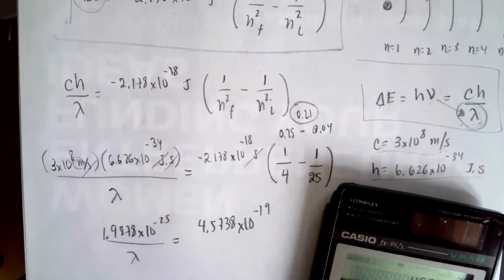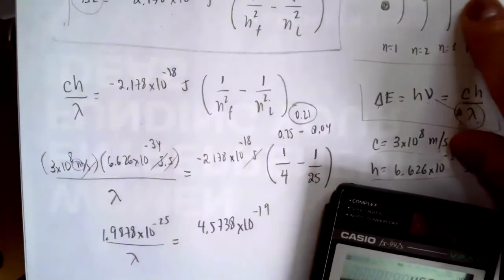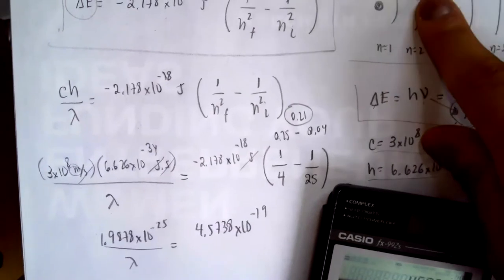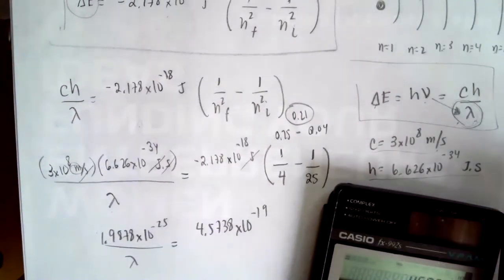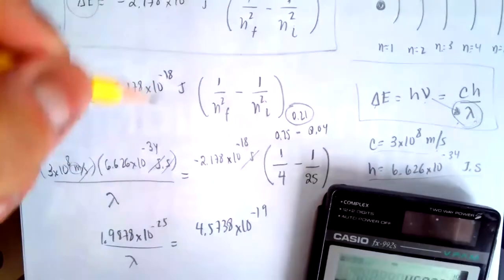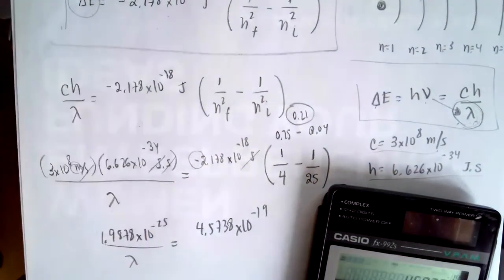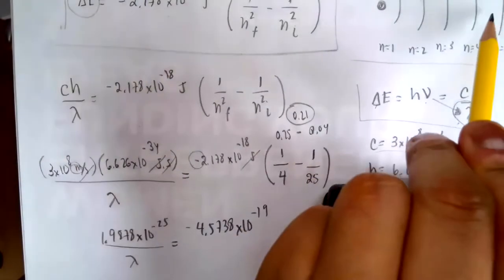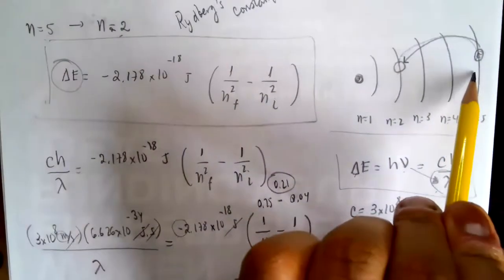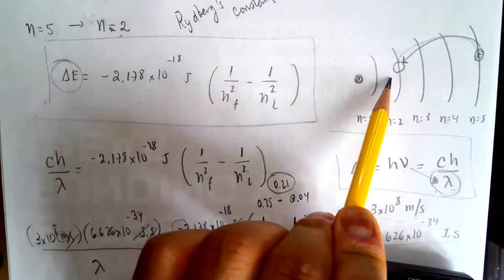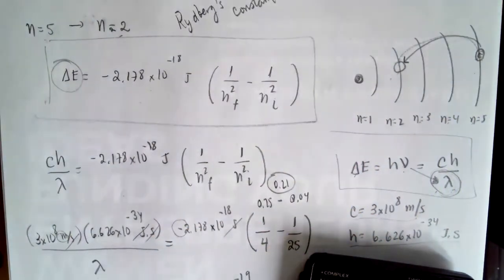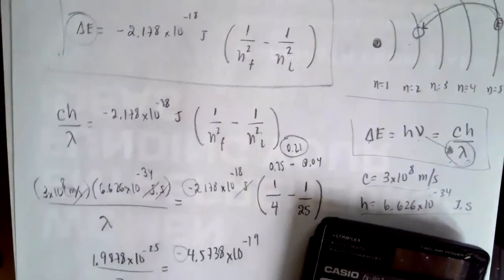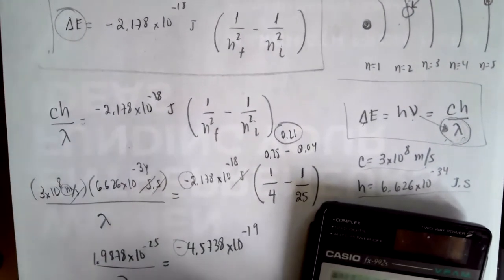Okay, so since I am going down, the energy is being released. So that's why there is the negative sign here. You might say, oh, but I get a negative. Yes, it is negative because you're going from a higher energy level to a lower energy level. That means that the energy has been released. So that's why the sign. In this case, just ignore the sign.